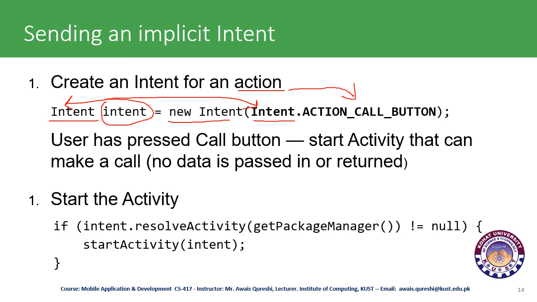So how does it start the activity? First of all, we will check if intent.resolveActivity(getPackageManager()) is not equal to null. Then we will start an activity, and we have seen this in our previous lecture. This is a callback, and to that callback or event handler, we are passing an intent object, and that intent object is passing an action button.